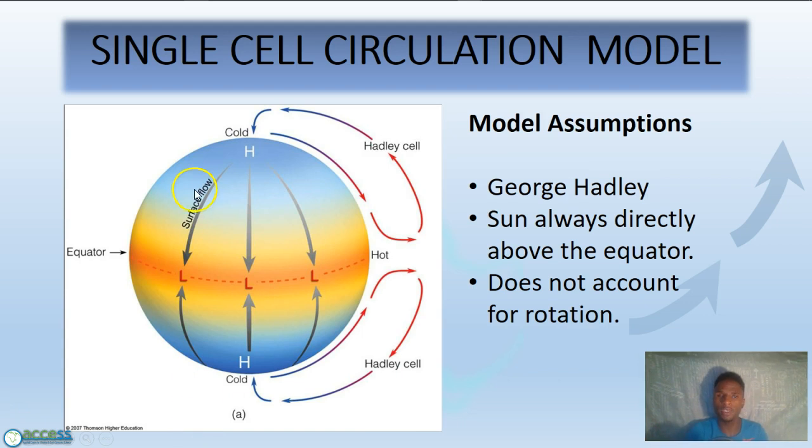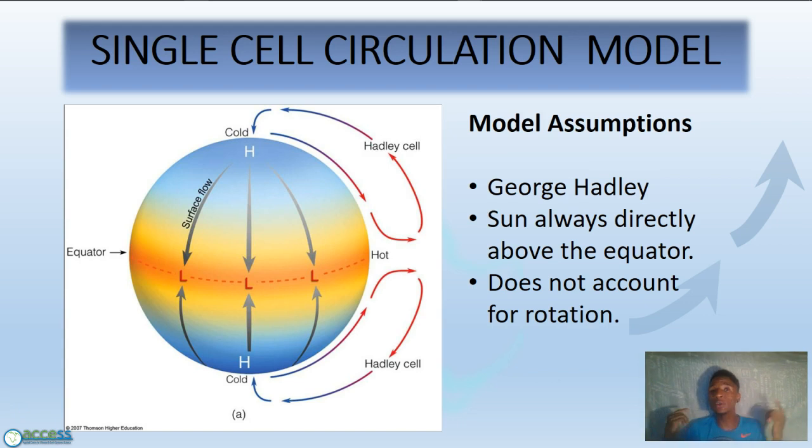George Hadley proposed in 1735 that the air at the equator is heated and it rises up, and when this air rises to the tropopause at a certain level, it starts to move. It starts sinking and moving towards the poles, and when it reaches the poles, it sinks, and then it moves back to the equator in the form of surface flow.